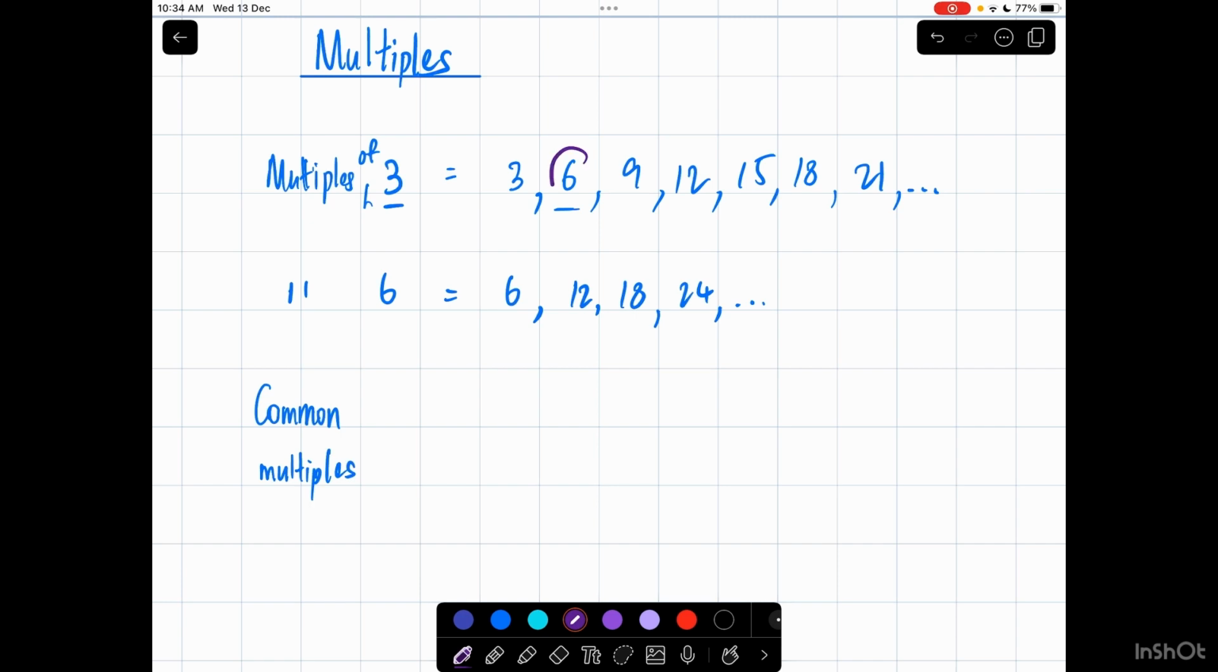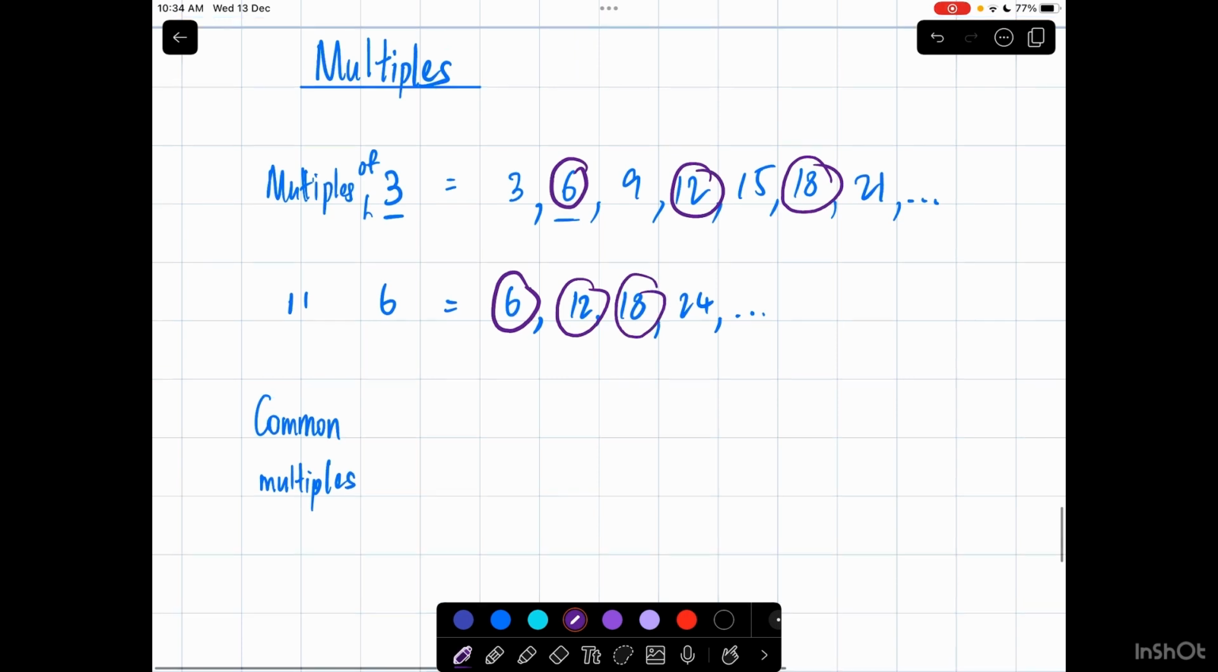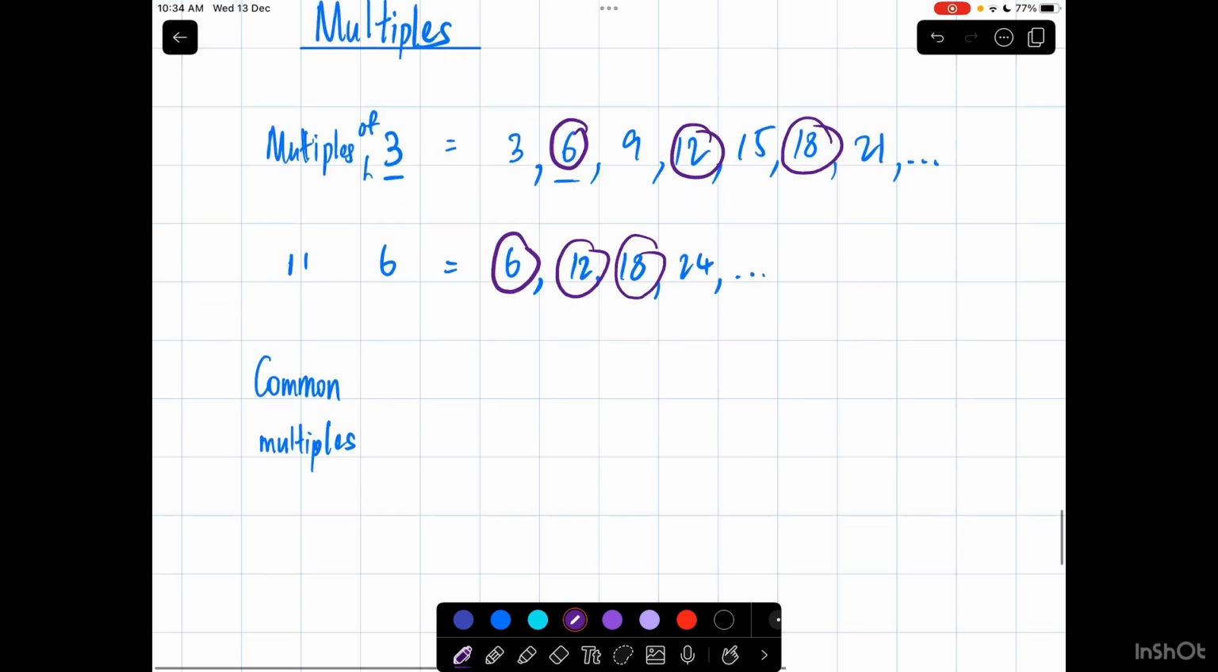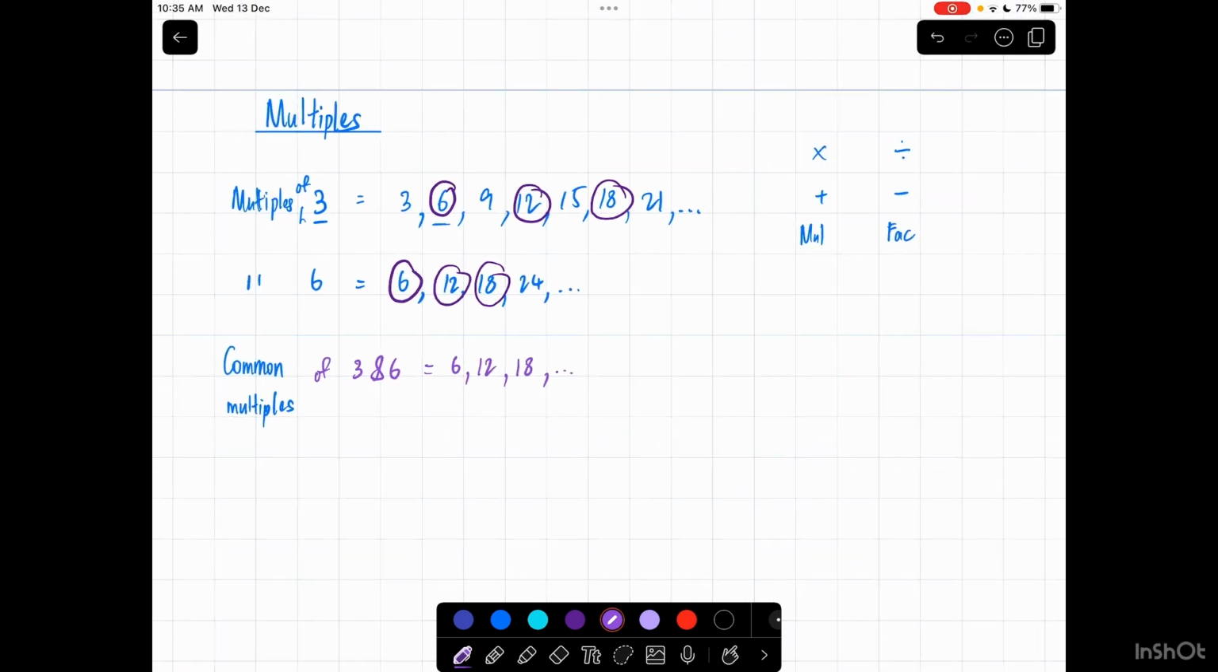So we have 6, then we have 12, then we have 18, and then a lot more to go. But these are the common multiples of these two lists. So it's safe to say the common multiples of 3 and 6 are 6, 12, 18, and so on. So that's the concept of common multiples.